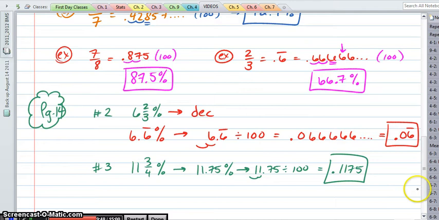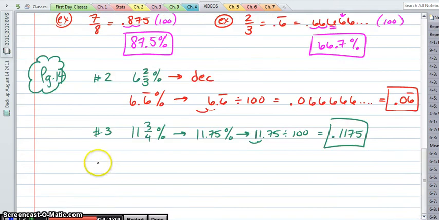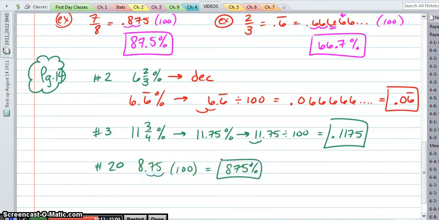Let's take a look at number 20. How about that one? So number 20, the directions here are different. Express each decimal or fraction as a percent, and it says round to the nearest tenth if necessary. So we have 8.75. To convert this into a percentage, we need to multiply by 100. Move the decimal over twice, we get 875%. The examples we will work on tomorrow are very similar.